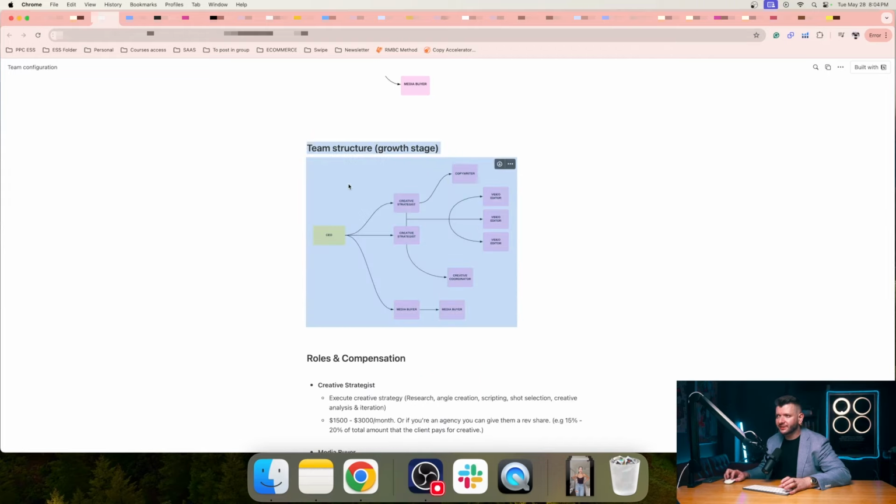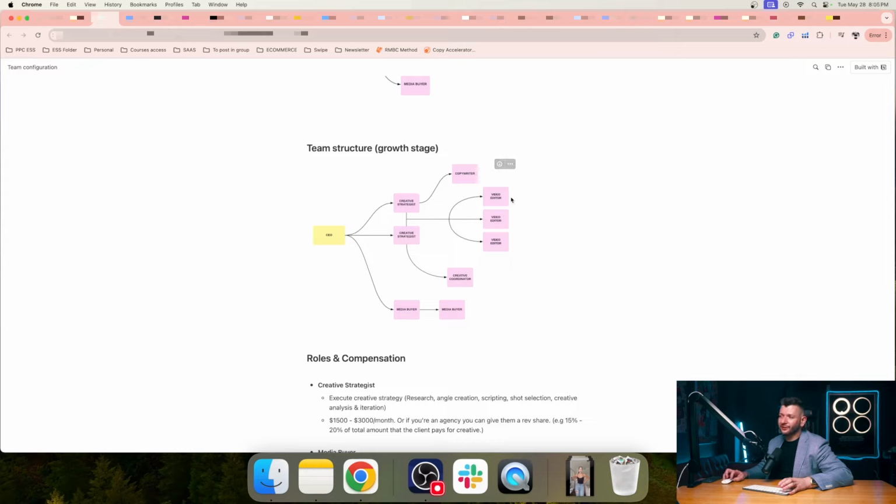And then as your business scales, this structure would serve you better, where you have multiple creative strategists that also have a copywriter on their team, and a creative coordinator that works with all of the creators, schedules, analyzes the whole performance, and delivers them feedback on the performance of those ads. And then you have video editors.